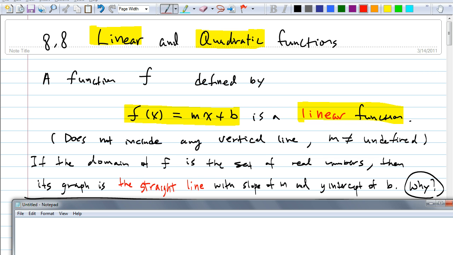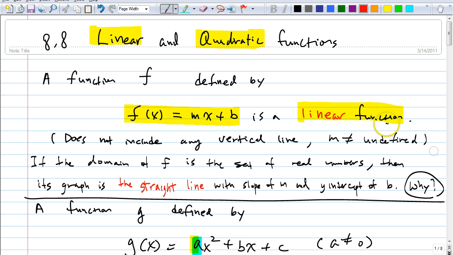Now, do you think all functions have to equal a line? Do they have to look like a line every time? The answer is no. It could actually look like a circle. Is a circle a function? No, it's not. It could be a curve. So the curve that we're going to talk about is this.